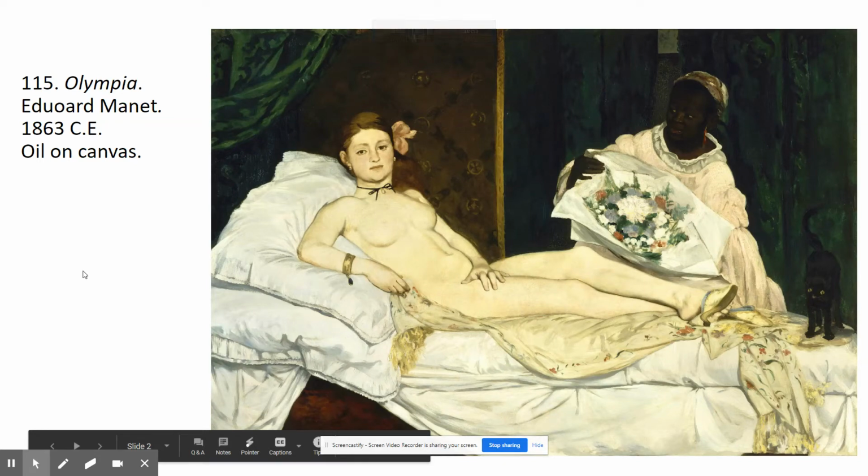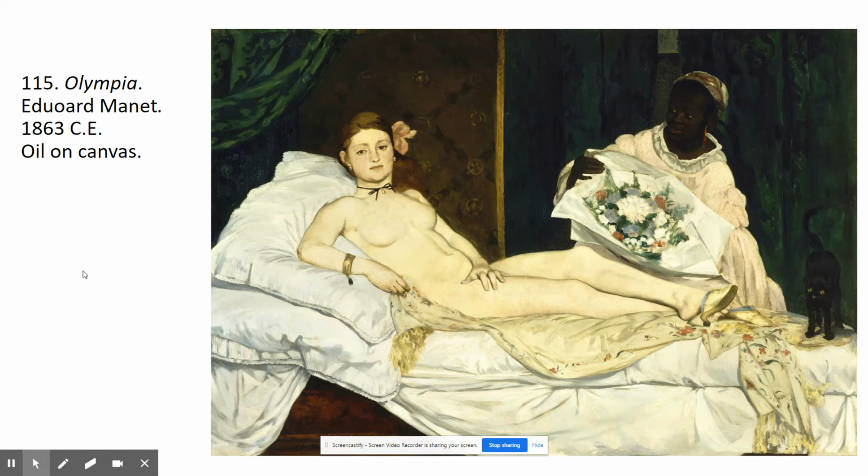Okay, so we have our second work of French realism here. This is Olympia by Manet, not Monet, Manet. We're still in the mid 1800s. It's oil on canvas. So as you look at this, of course, the first two things that should come to your mind are Venus of Urbino as well as Le Grand Odalisque, right?